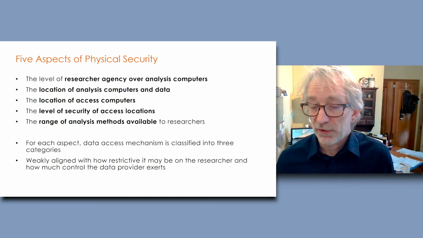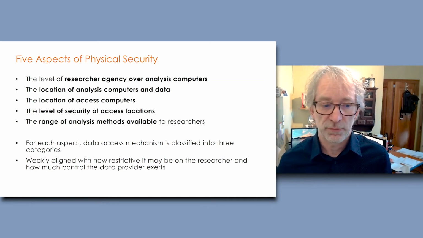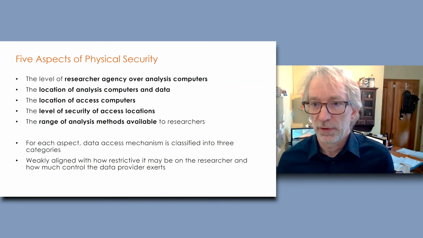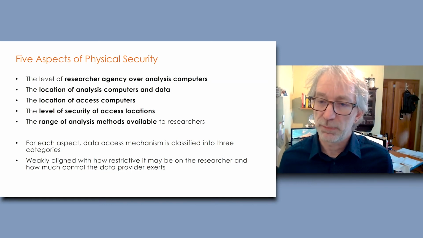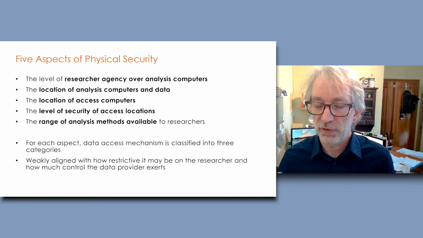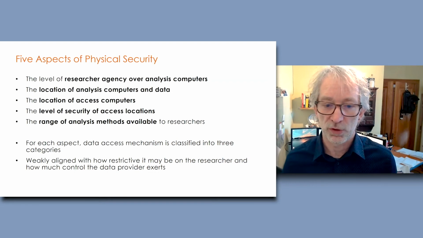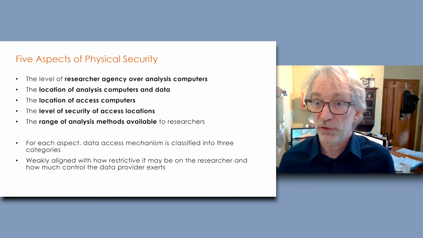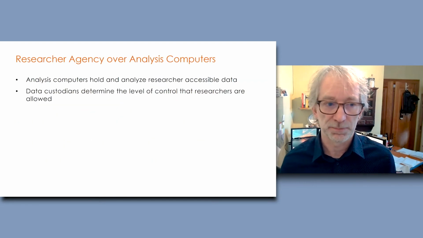For each of these aspects, we tried to nail down 3 categories, 3 levels into which these can be classified. The coding is weakly aligned with how restrictive it might be on the researcher and how much control the data provider exerts. So some of these are more along the lines of how much control somebody exerts, and some of them are more along the line of how restrictive it might be on some dimension.